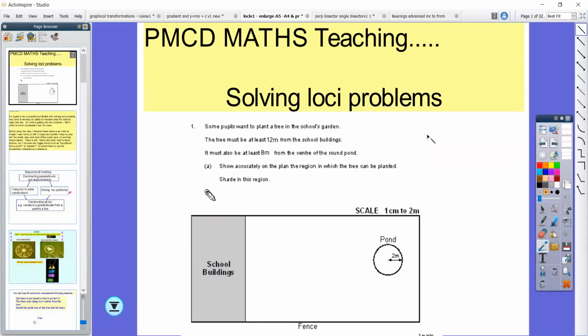I'm Paul McDonough and I'm just doing a video here on solving loci problems. Again, useful if you've not taught this before or you're a new teacher, but again, there might be something in here for more experienced teachers. You might think, oh, that could add on to it, just maybe improve what I'm doing. But have a look, see what you think.